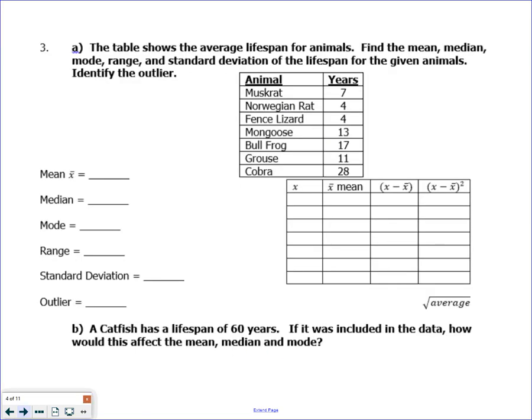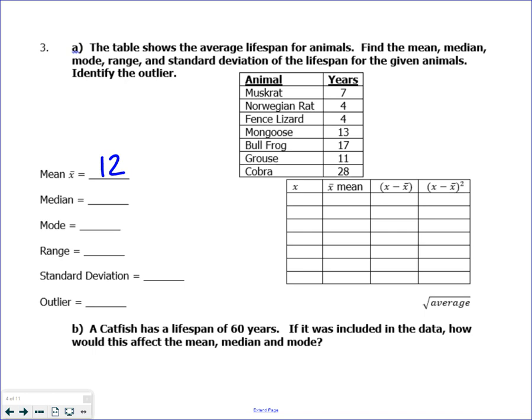The table shows the average lifespan of animals. Find the mean, the median, and the mode, the range, the standard deviation of the lifespans for the given animals, and then identify the outlier. So let's start with mean. You're going to add them all up and divide by how many there are, and so the mean is 12.